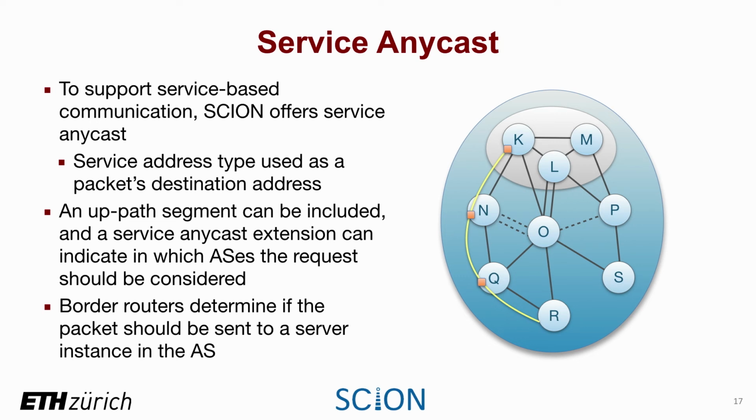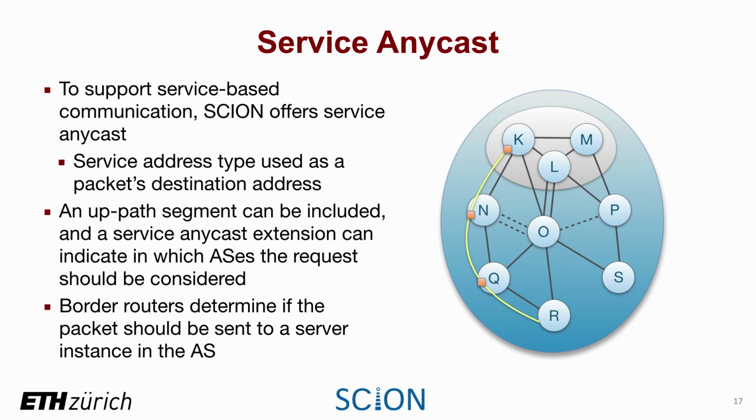So essentially, the border routers in each AS can inspect the service Anycast message and can determine if the packet should be sent to a local service, and if so, if a local service actually exists, and if not, the packet simply is sent on upwards towards the core AS.